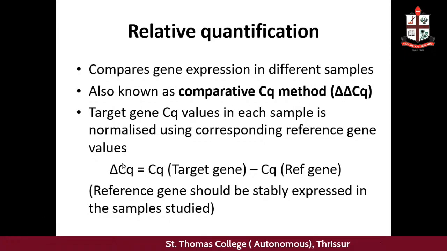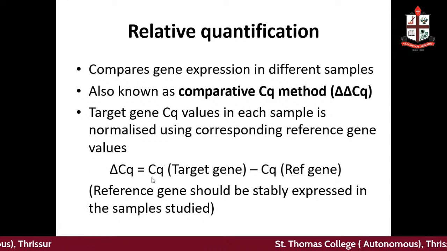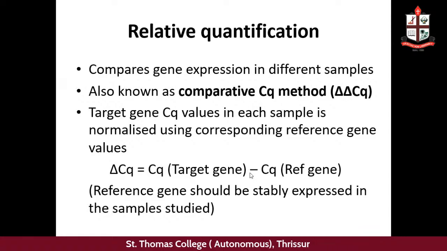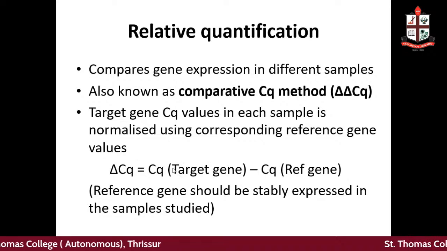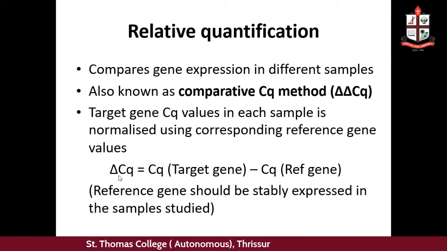Now we calculate a delta CQ for the control sample and the treated sample. So the delta CQ is calculated like this. The CQ of the reference gene is subtracted from the CQ of the target gene to calculate the delta CQ. So like this, we calculate a delta CQ for the control sample as well as the treated sample.